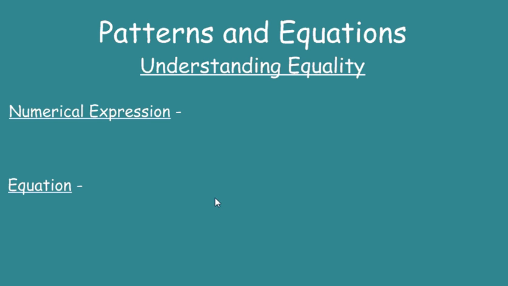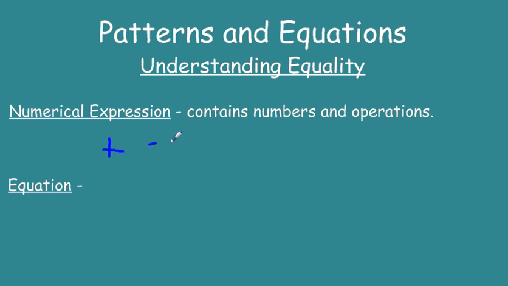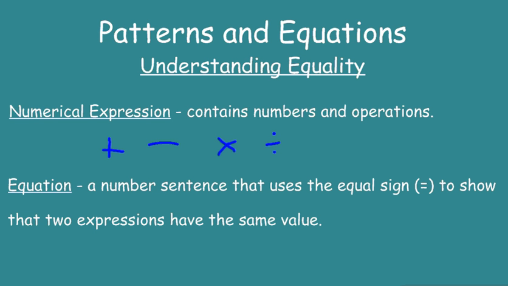So let's go over what a numerical expression is. A numerical expression generally contains numbers and operations, and this is when you're going to see things like addition, subtraction, multiplication, and division. So a numerical expression is anything that has addition, subtraction, multiplication, and division in it. And then you have an equation. An equation is a number sentence that uses the equal sign to show that two expressions have the same value. So that means two expressions have the same value.